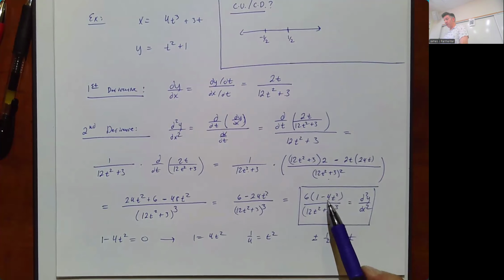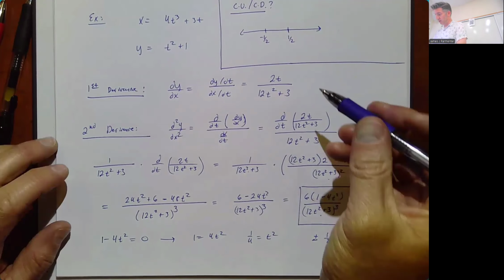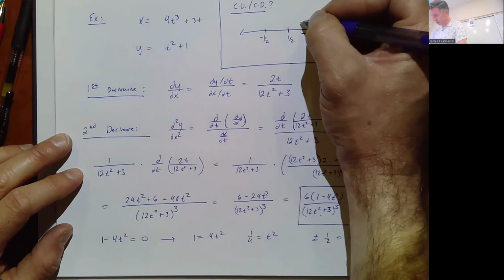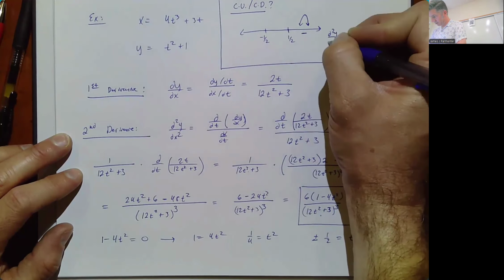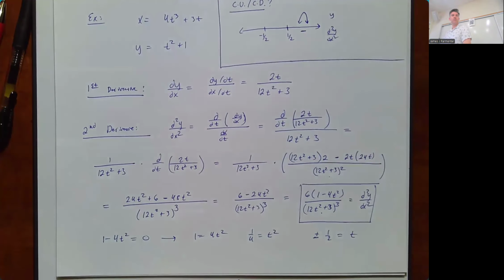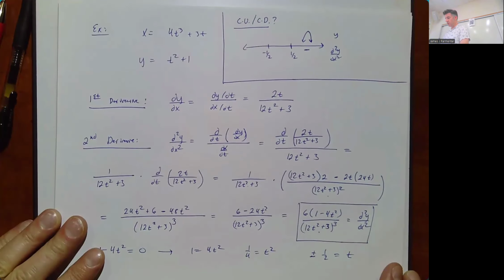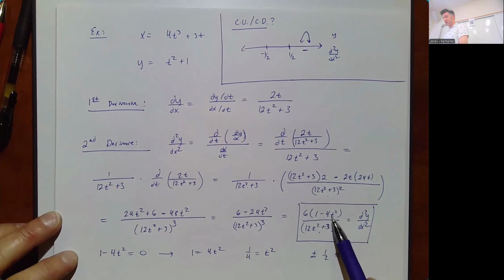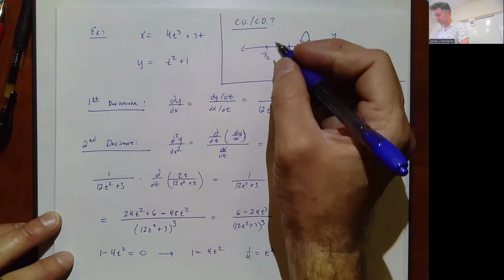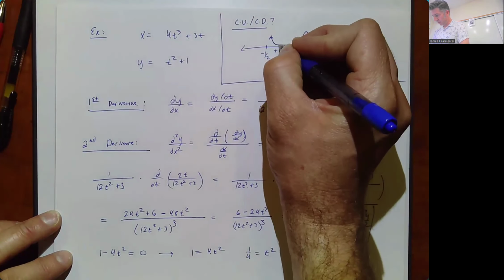If you plug in 1, well, we already know the denominator is positive, because it's always positive. Plug into the numerator, 1 minus 4 is negative. So it's going to be negative over here, which means it's going to be concave down. Between negative 1/2 and positive 1/2, I would plug in the only reasonable choice feels like 0. If we plug in 0, we get 6 times 1 minus 0 is 1. The denominator is still positive, so the positive over positive is just going to be positive. So it's concave up there.